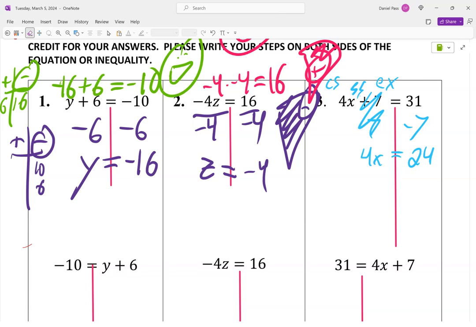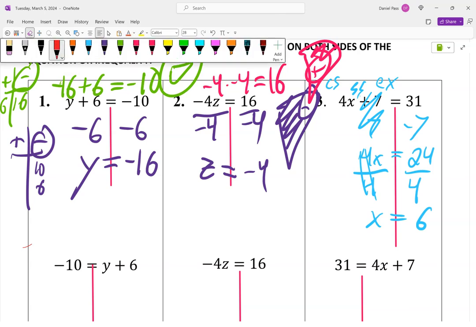Now what? Okay, we divide by 4, just divide it by itself, and then divide 24 by 4. Good. Now don't forget to show the leave step, the x by itself. Some people skip that step. Okay, x equals 6. Now we should check it.